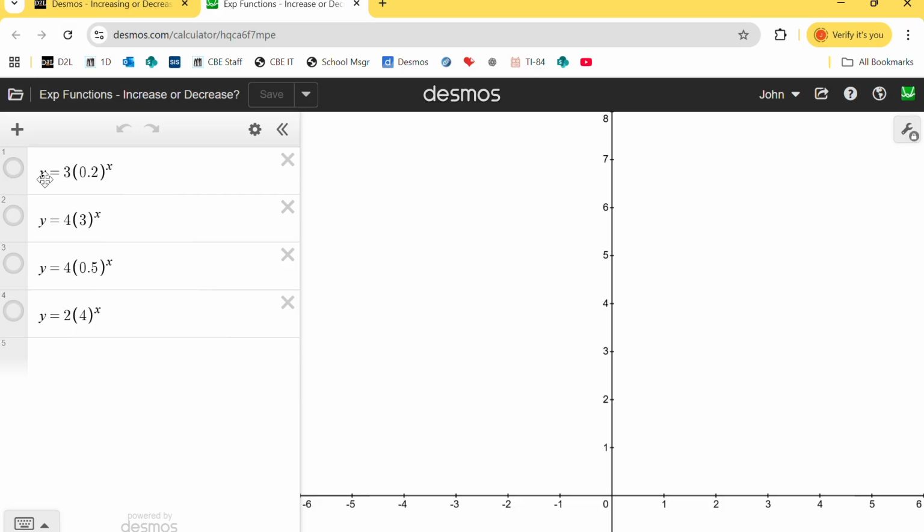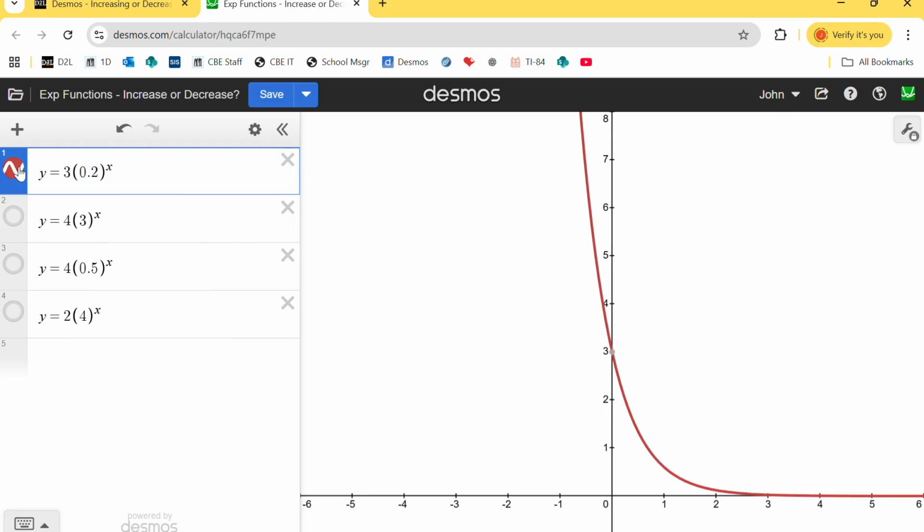If I take this first one, before I turn it on, I see the base is 0.2. When the base is greater than 0 and less than 1, I know it's a decreasing function. What's the y-intercept? If x is 0, the y-intercept is 3. So it's going to be here, and it's going to decrease. Let's turn that on. There it is.